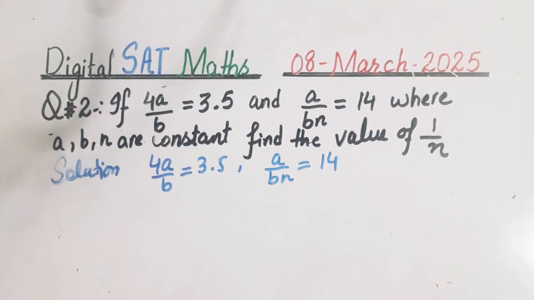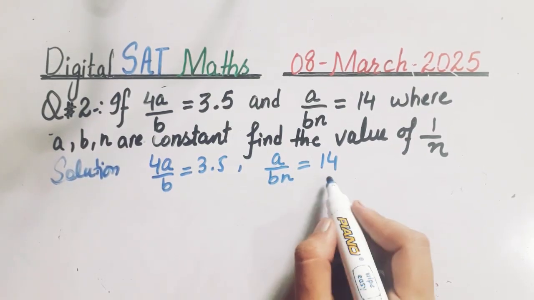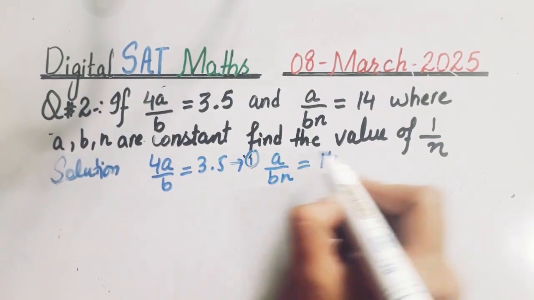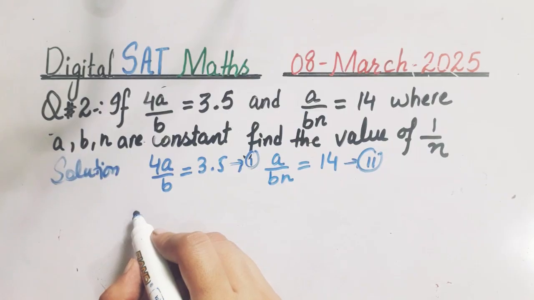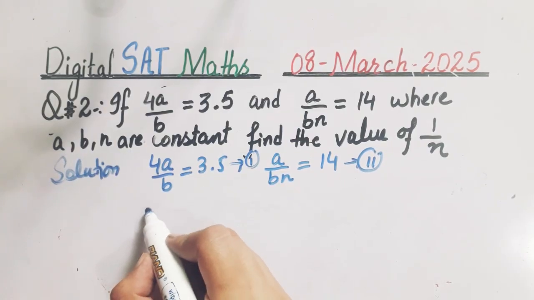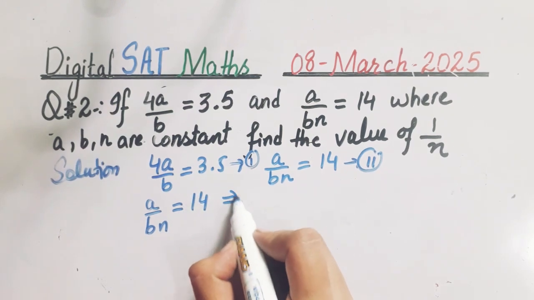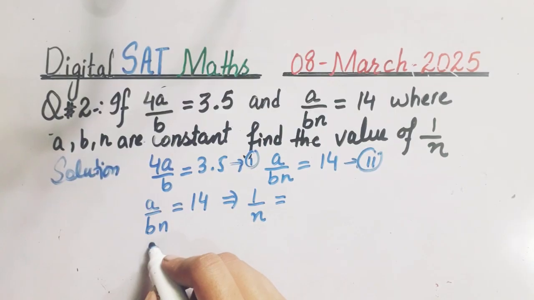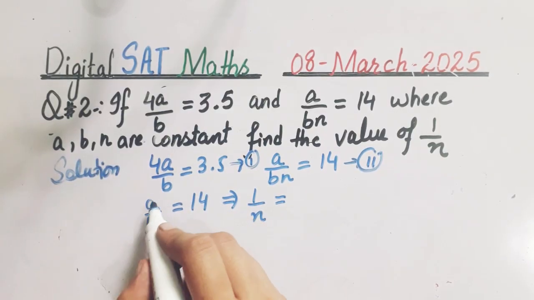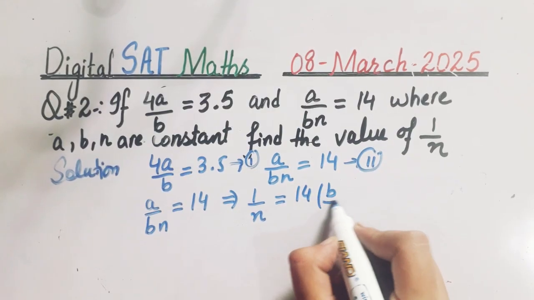We will substitute the value of a by b in this equation, taking this as equation 1 and this as equation 2. So from 2, we have a, b, n, that equals 14. It means we have to find the value of 1 over n. That implies that b is divided here, it will be multiplied, and a is multiplied, it will be divided. So 14 b by a.